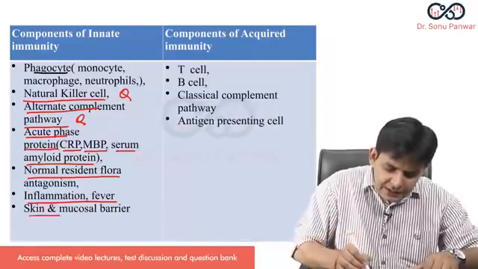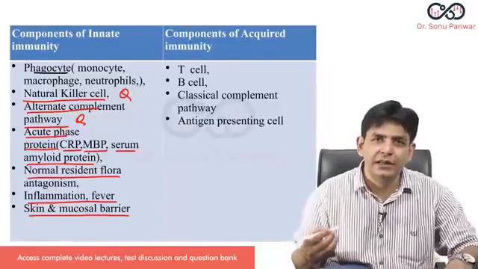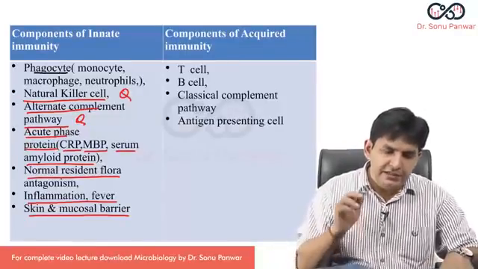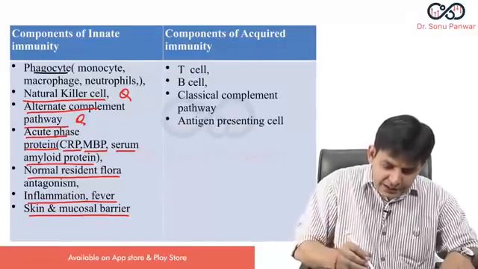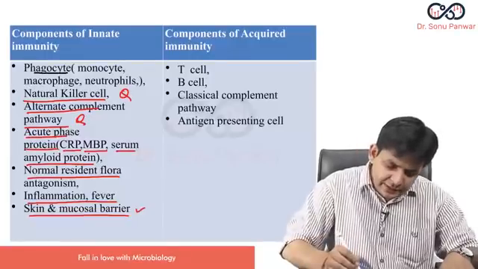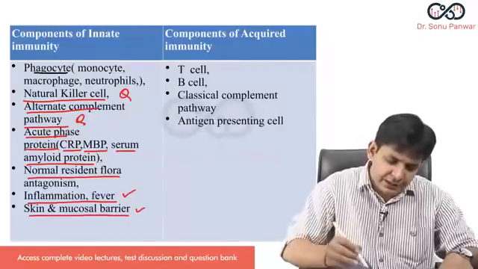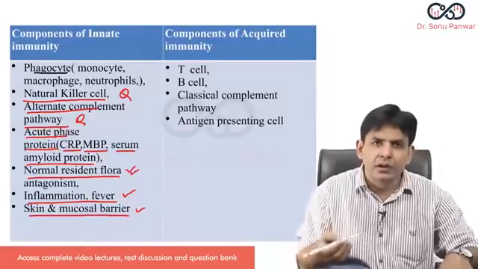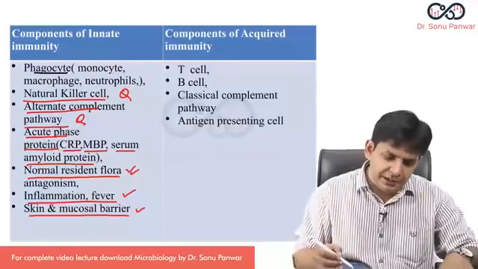Skin and mucosal barriers, these all are part of what? These all are part of our innate immunity. So these particular things are part of our innate immunity. Skin and mucous barriers, obviously it's a part. Then the inflammation and fever which happens to us is also part of our innate immunity. Our flora on the skin is also a part of this innate immunity.